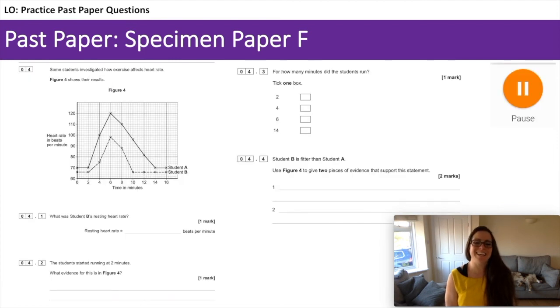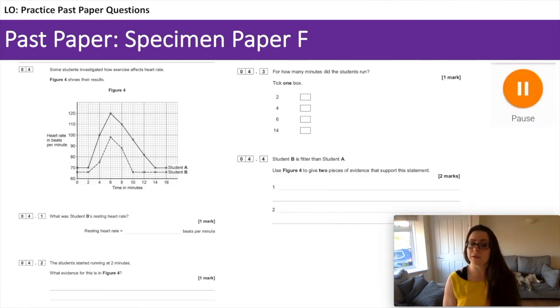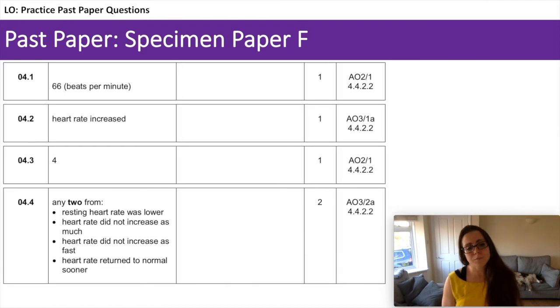Yay! And student B is fitter than student A. Two pieces of evidence. Well, their heart rate doesn't get as high. That's one piece of evidence. They recover faster. That is another piece of evidence. Student B recovers faster than student A. Their resting heart rate is lower. Could that be a third one? Resting heart rate is lower. Heart rate didn't increase as much. Didn't increase as fast. Ah, good point. Yeah, very nice. And return to normal sooner.